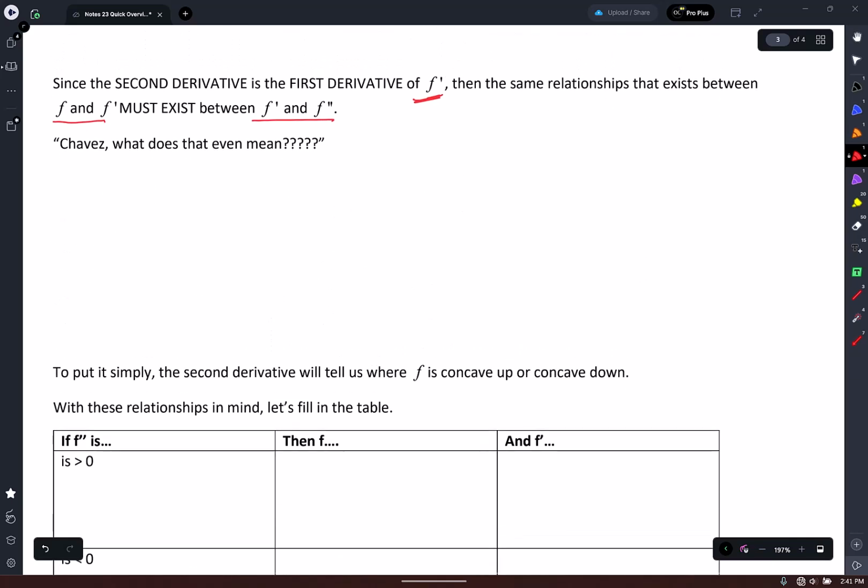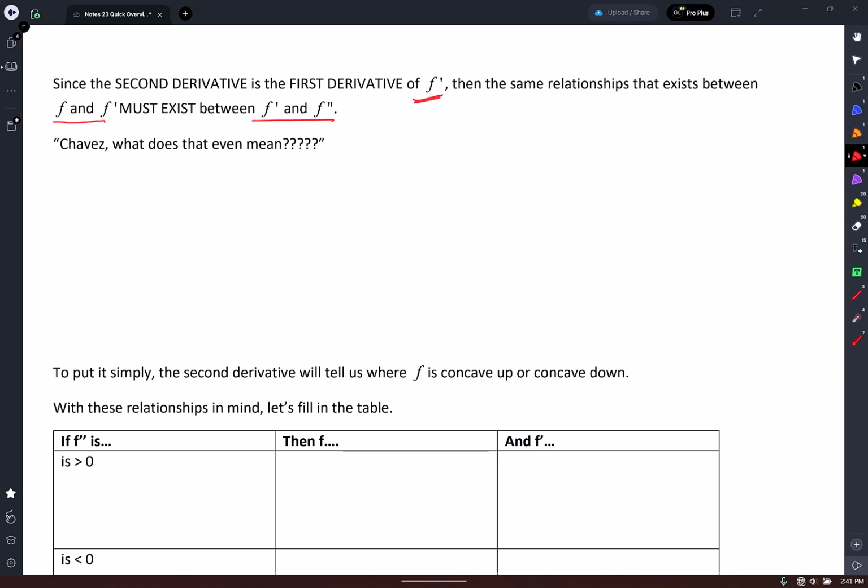So if f prime prime is positive, what does that mean about f prime? f prime is increasing. Do you see that? If f prime prime is negative, what does that mean about f prime? f prime is decreasing.